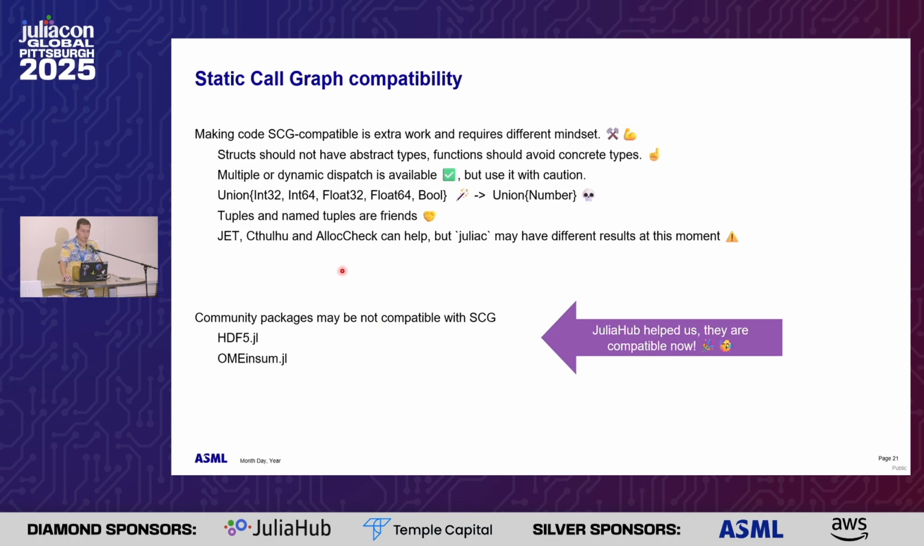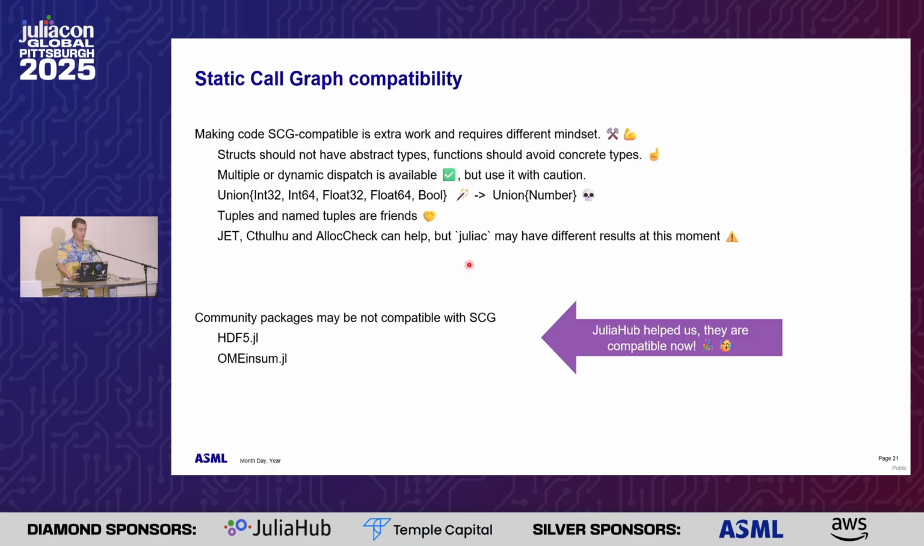Let's go shortly through our struggles, right? As Jorge mentioned, abstract types in structs are usually a bad idea. Functions with concrete types are not that nice for Julia or expandability. Multiple or dynamic dispatch is actually available even with a static call graph, but you need to be careful not to trigger it too much. Unions are a trick, and tuples are your friend. And there are many tools in Julia which can help you to deal with this.